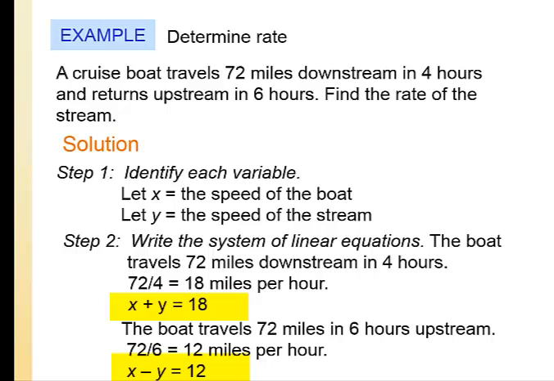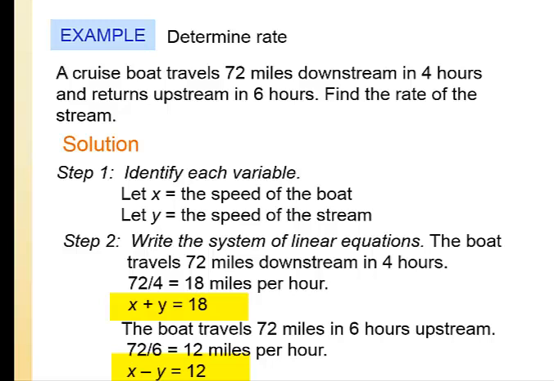18 is the speed in miles per hour of the boat as it travels with the stream. And notice the speeds of the boat and the stream, x and y, are added. x minus y represents the equation when the boat travels against the stream. The boat's speed is 12 miles per hour. Therefore, the speed of the stream is subtracted from the speed of the boat.